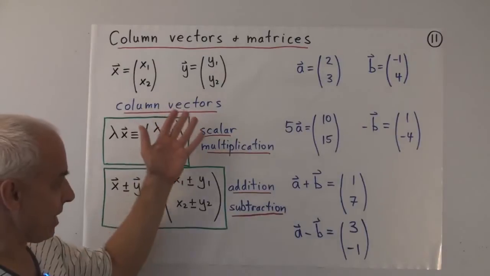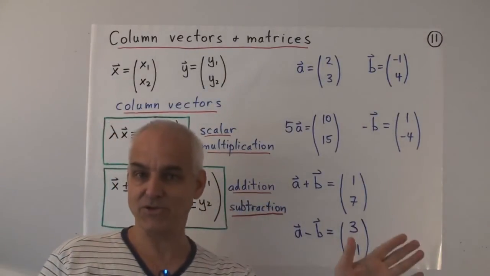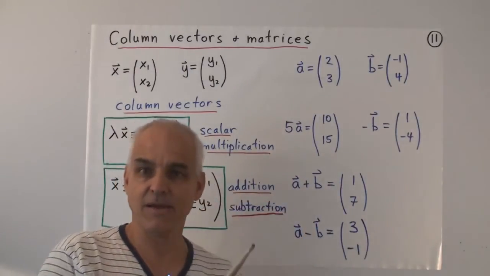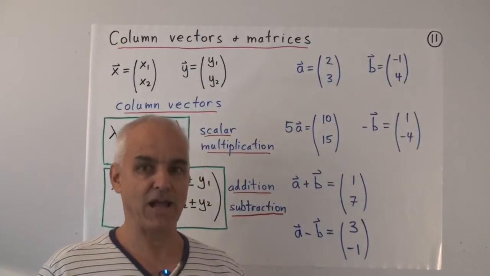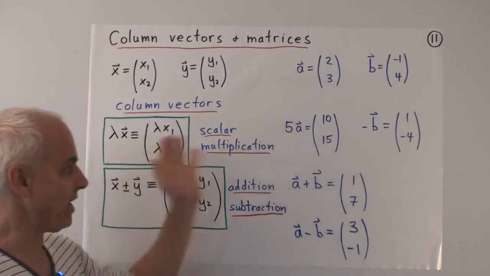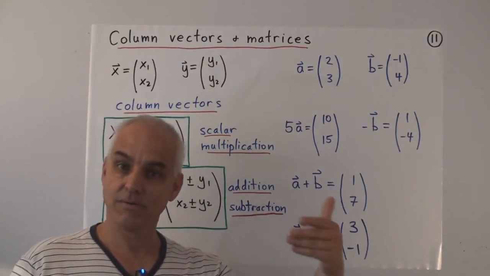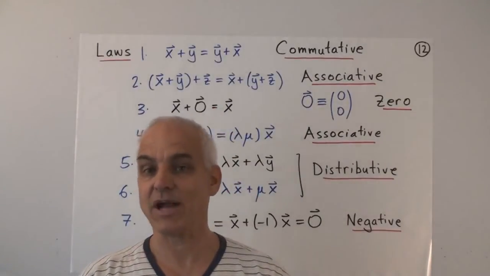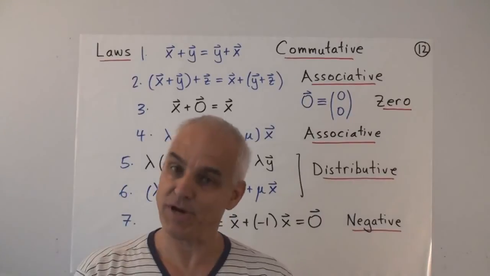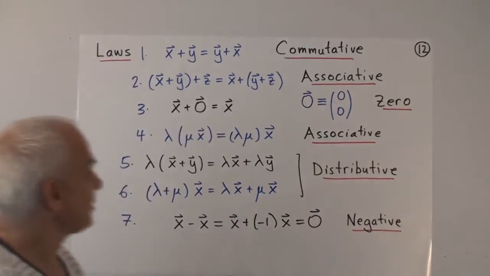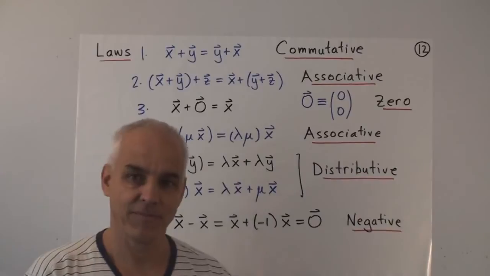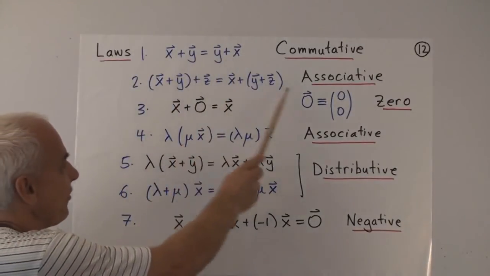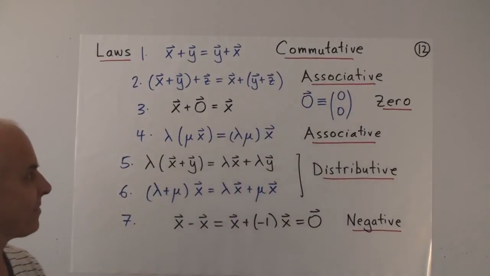So this approach is independent of any geometric interpretation. We don't have to have a mental image of a vector as being a directed line segment. It's a purely algebraic thing that is independent of any geometrical attachment. The operations of scalar multiplication and addition and subtraction of vectors are subject to some pretty obvious laws. And we'll write them down just for reference. These laws are pretty obvious. The first is that x plus y equals y plus x, the commutative law.